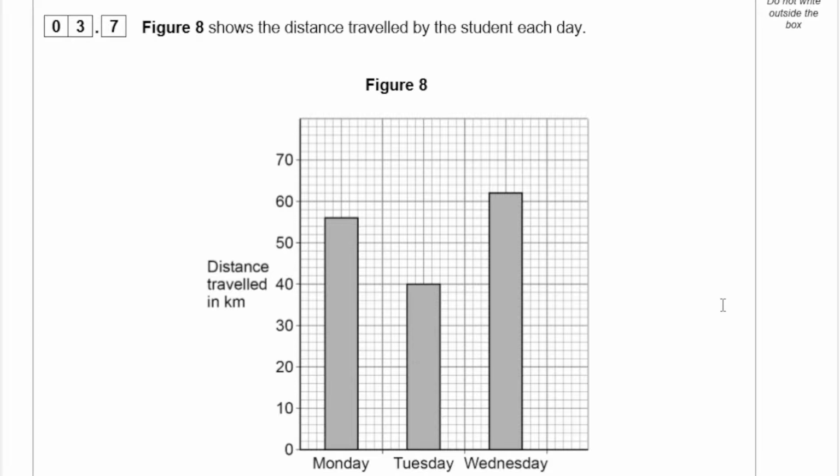Figure 7 shows the distance traveled by the student each day. On Monday, they traveled about 56 kilometers. If you're looking at the scale from 0 to 10, there's 5 boxes. So 10 divided by 5 is 2 kilometers each box. From 50, there's 3 boxes, so that is 56 kilometers. On Tuesday, it was 40. Wednesday, it was 62.